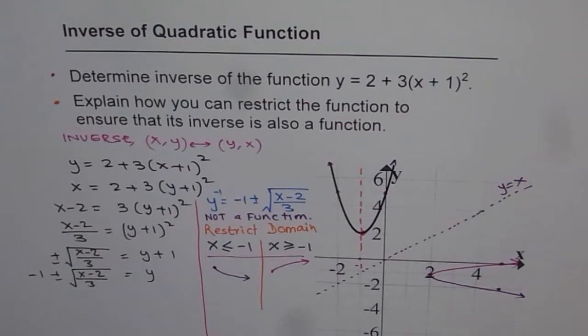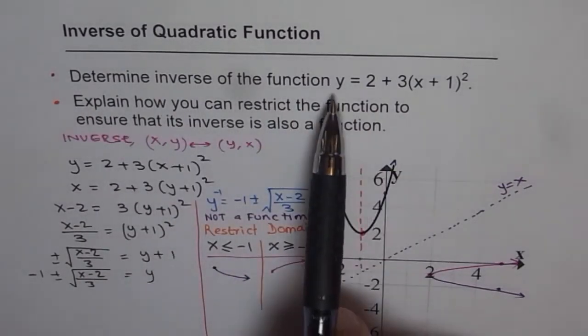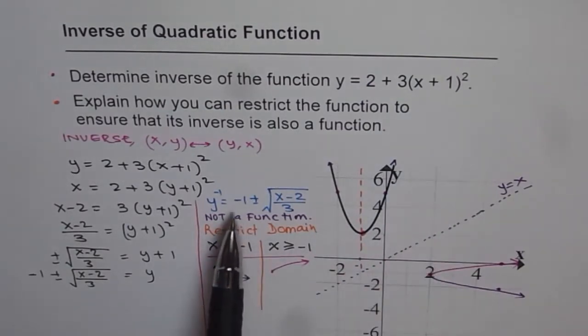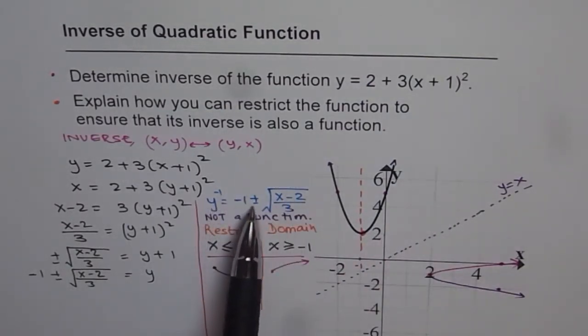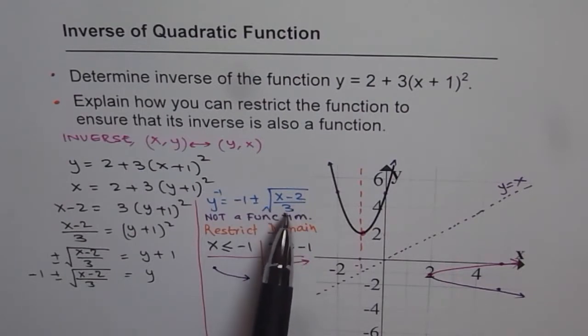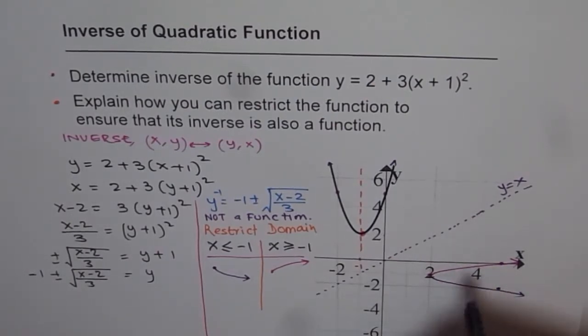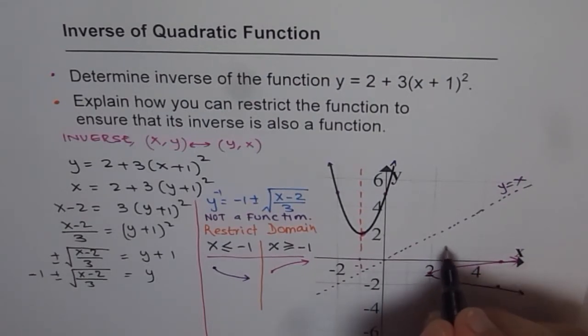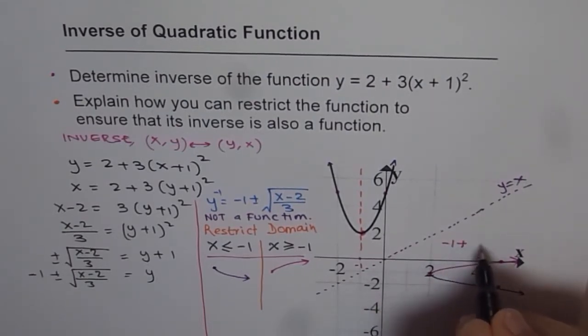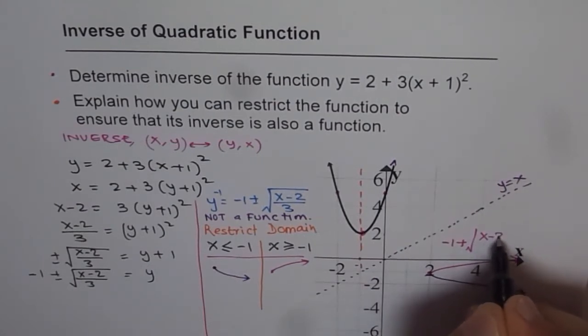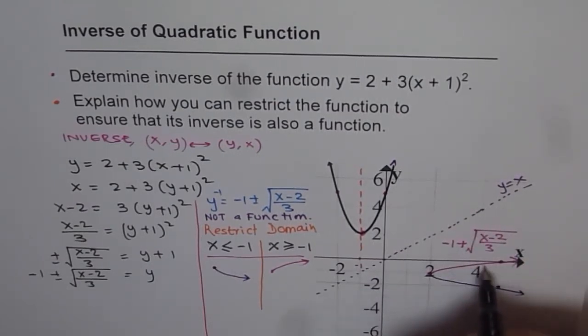Now, it is important for you to note that if I switch the question and say determine the inverse of the function, and instead of writing y equals 2 plus 3, all this, I give you this part, which is -1 plus or minus the square root of (x minus 2) over 3, you should be in a position to give that as your answer. But how about if I tell you find the inverse of the function where my function is -1 plus the square root of (x minus 2) over 3? That is, I'm giving you this part of the graph only, the upper half.